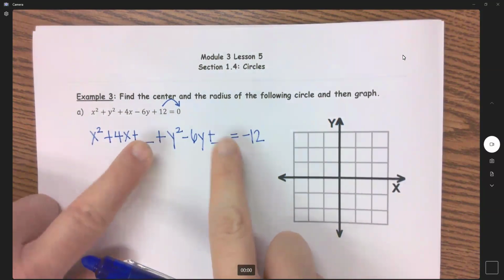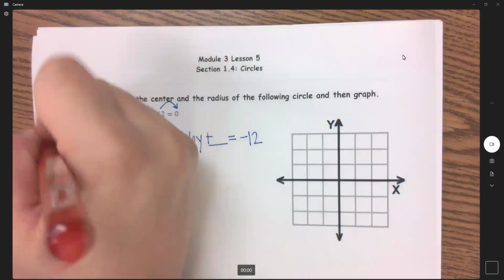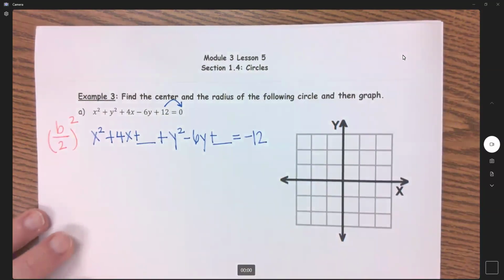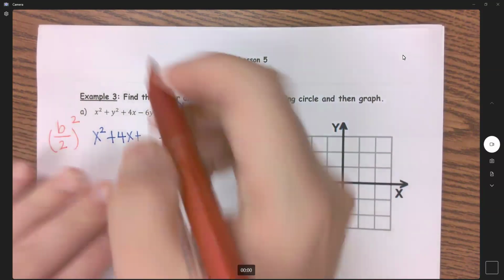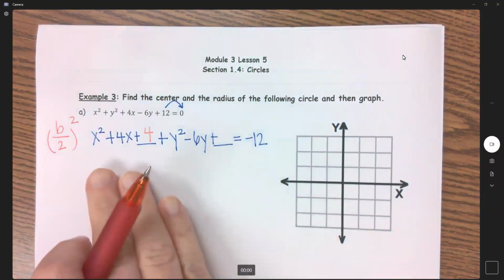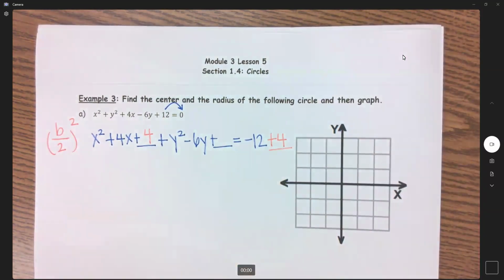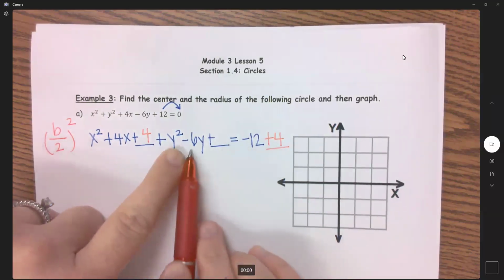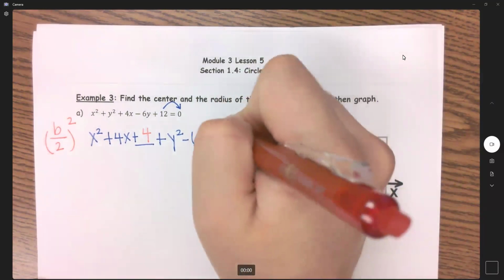Now, what is that formula that we use to figure out what goes in that blank? That is b over 2 squared. So 4 over 2 is 2, and 2 squared is 4. And what I do to one side of the equation, I am also doing to the other. Same thing here. Negative 6 is my b, so negative 6 divided by 2 is negative 3, and negative 3 in parentheses squared is 9.